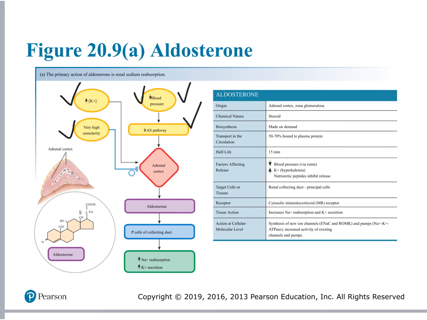But all of those triggers will then stimulate the adrenal cortex to release aldosterone, and then aldosterone will increase sodium reabsorption. At the same time, it stimulates potassium secretion. And remember, secretion is whenever an ion goes from the internal environment to the external environment. So secretion usually boils down to two different ions, either potassium or the hydrogen ion.